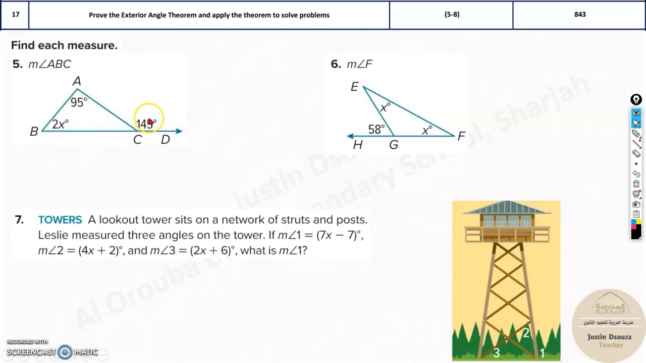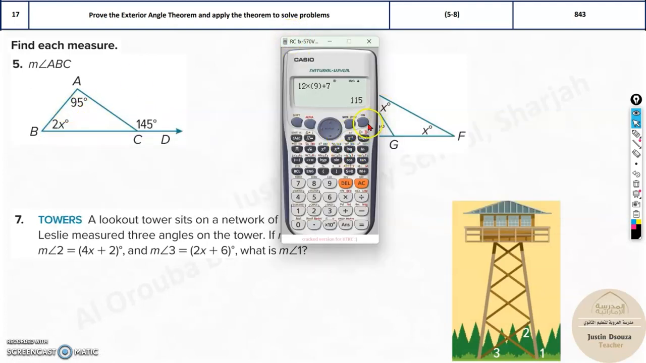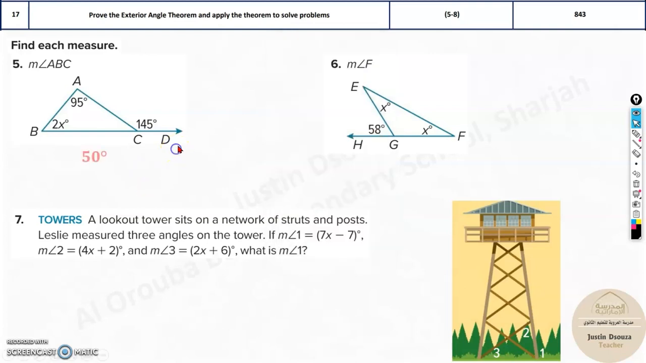How do you solve it? You know this angle, and over here it's in terms of x. Very simple. I'll directly solve it in the calculator. 145, this exterior angle, will be equal to 95 plus 2x. Shift and solve, the answer is 25 over here.